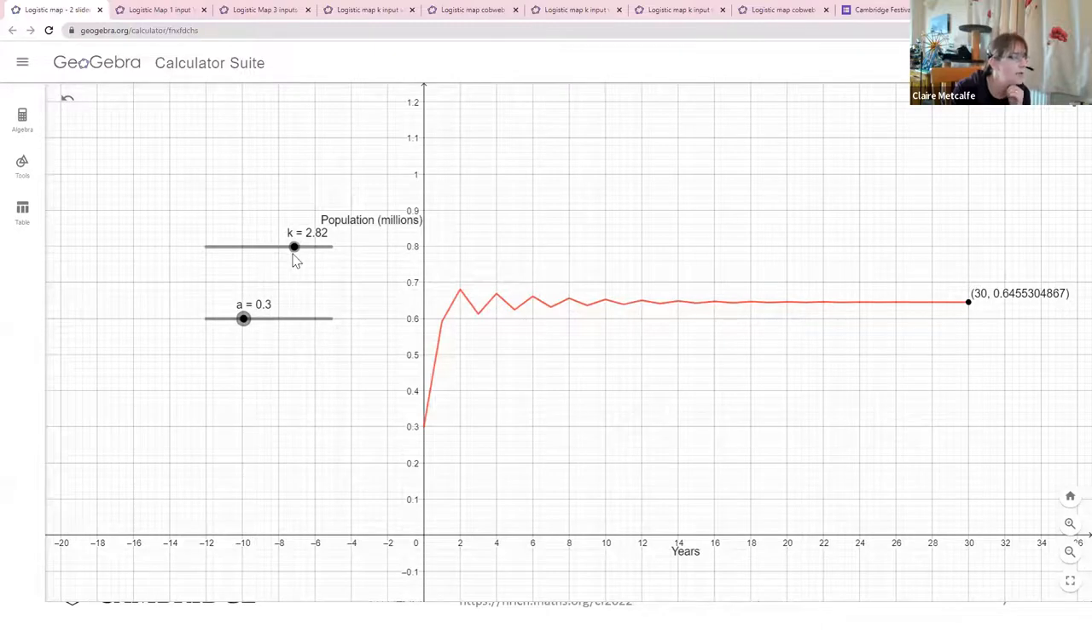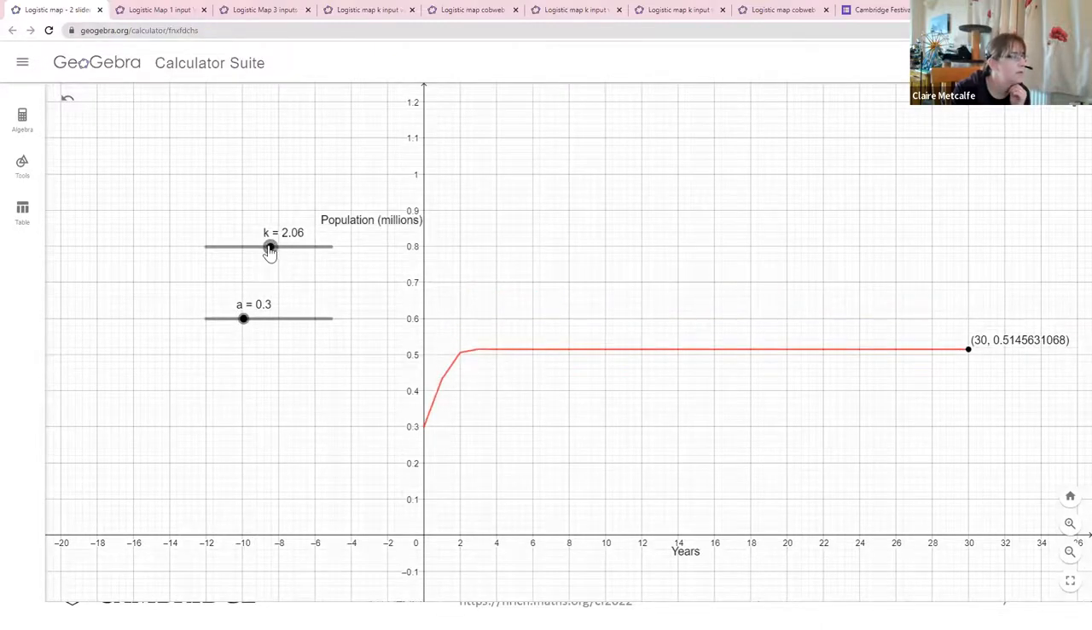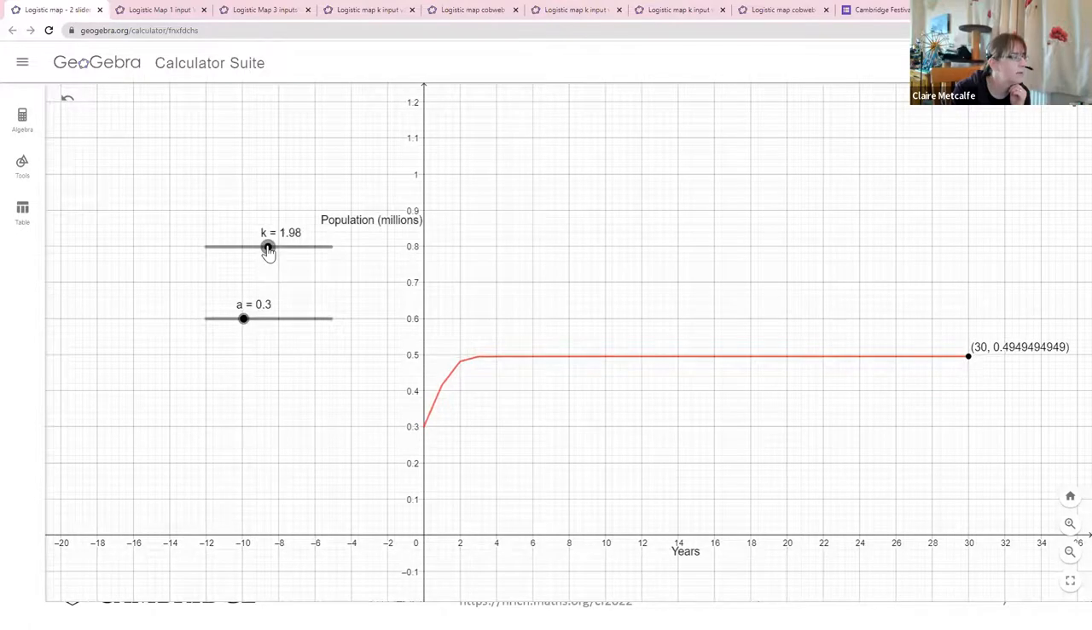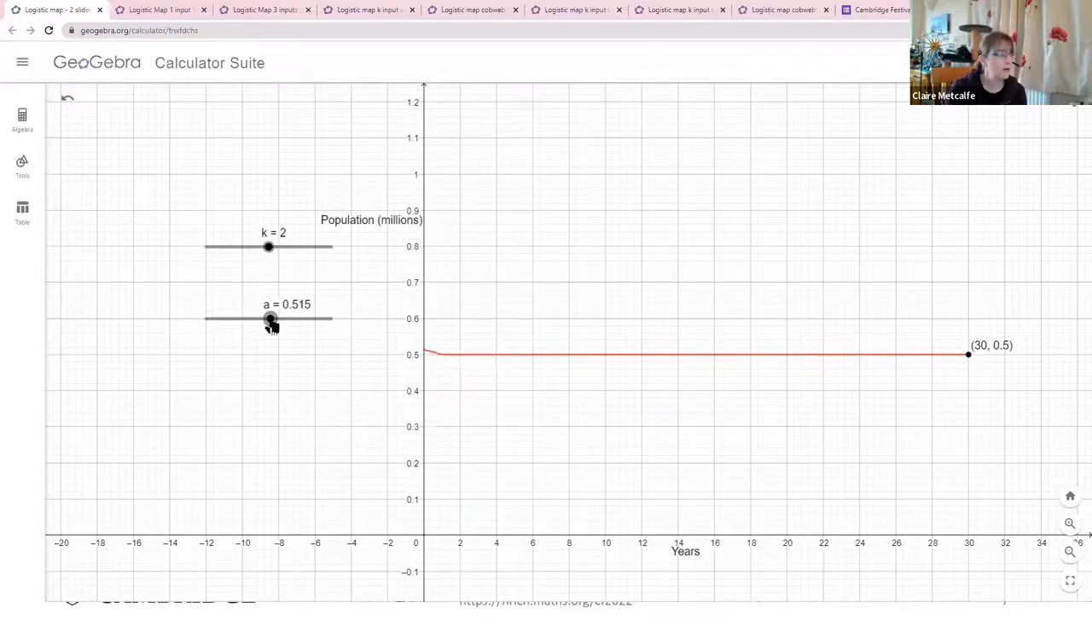And we were on k equals 2, there you go, k equals 2. So we tried some different values of a, and the first value of a we tried was 0.5. And you can see here, the population always stays at a proportion of 0.5. Some people tried really, really big values. And what you probably found is for a really big value, it dropped to very, very low and then gradually came back up to 0.5.